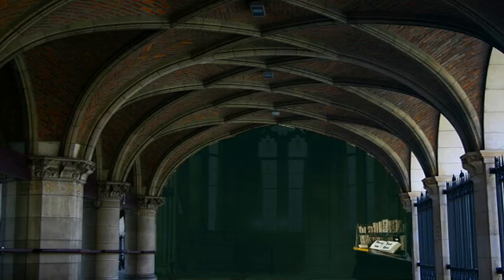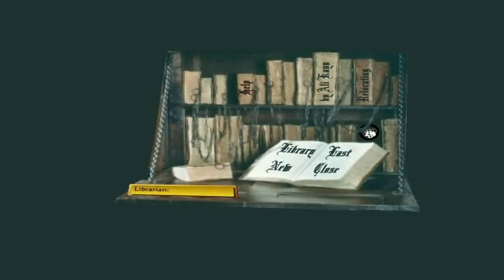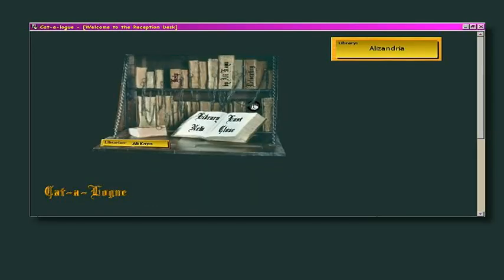The library building is open, so we go to the librarian's reception desk. At this desk, we identify which library we wish to use and which librarian we are. The librarian's nameplate is on the desk. If you click on that name, you can change to an alternative librarian. The library that was last used appears on the Cat-a-Logue brass plate on the right-hand side.